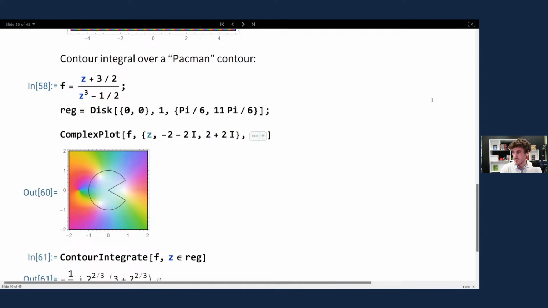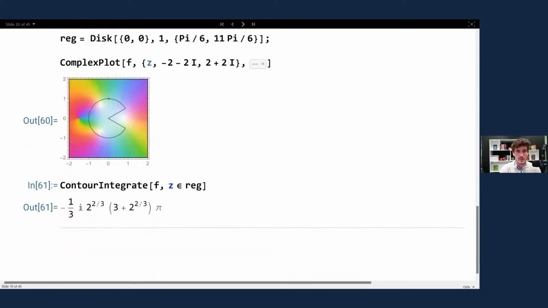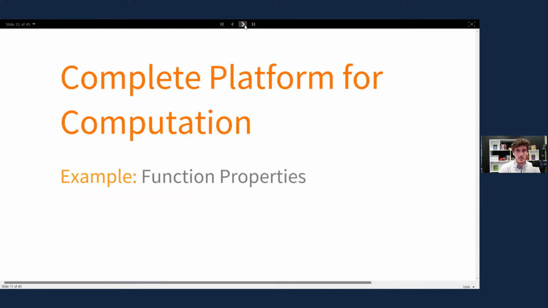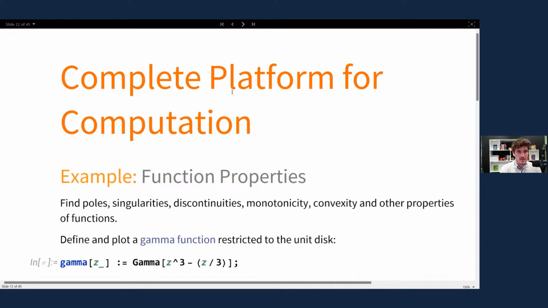Next, we're going to look at function properties. Some of you might have done analysis at university or elsewhere, and you know functions have varying properties. We're going to look at things like multiplicities of poles and that kind of thing, okay?